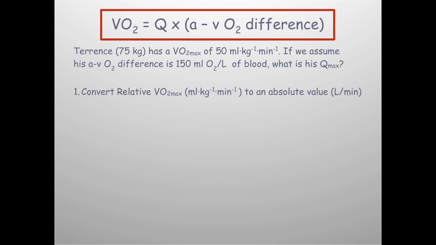So the first thing we're going to have to do is convert Terrence's relative VO2 max in mLs per kilogram per minute to an absolute VO2 max in liters per minute. The second thing we're going to do is rearrange the Fick equation to solve for Q, so we have to isolate Q. And the third thing we're going to do is solve for Q. So let's start off with number one.